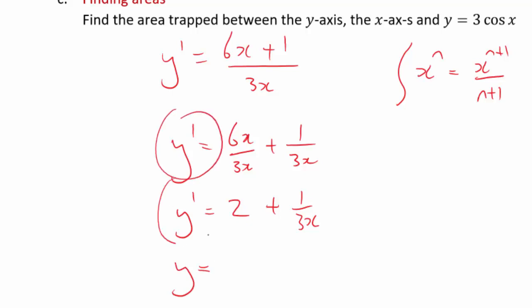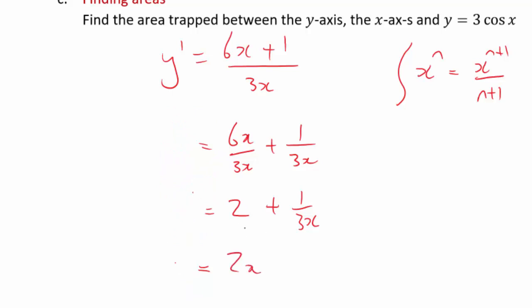Notice I'm writing these things. There's a lot of students who just skip this. They'll just have that's equal to that, it's equal to that, it's equal to this, and you say, what, 2 is equal to 2x? No, write what you're doing. Why is that? Now how do I integrate 1 over 3x?